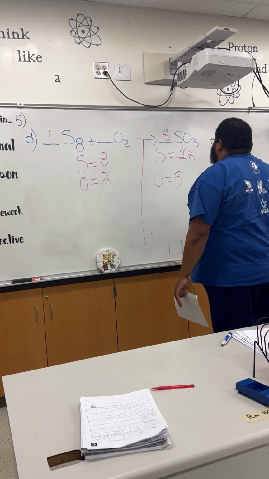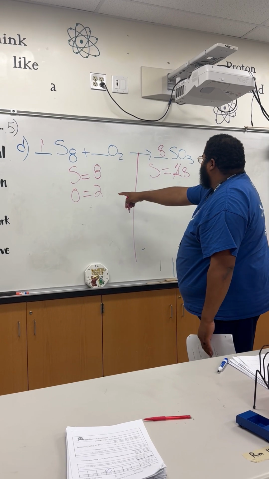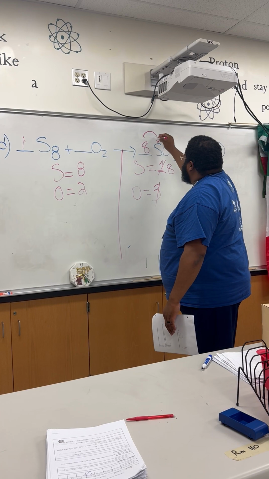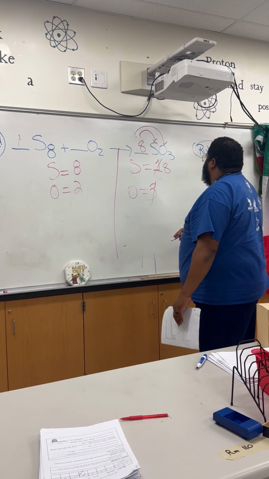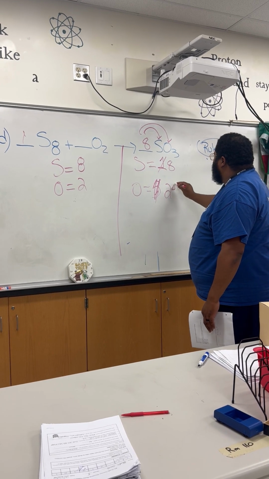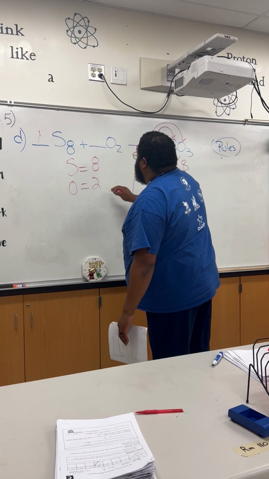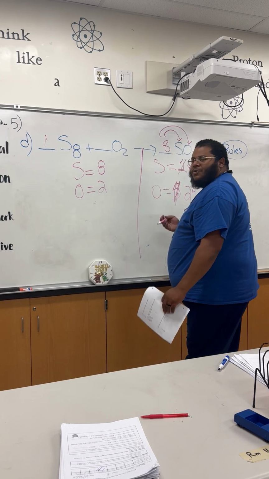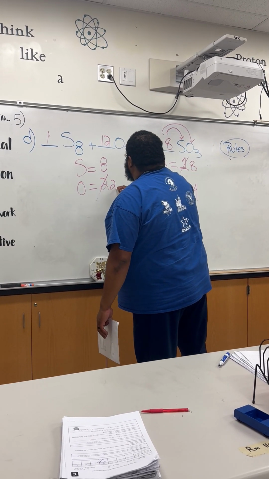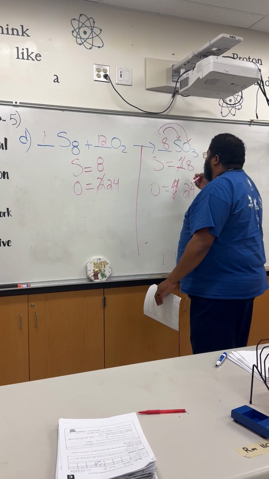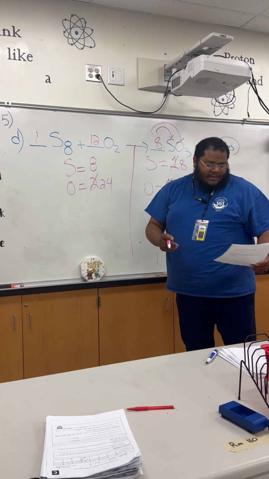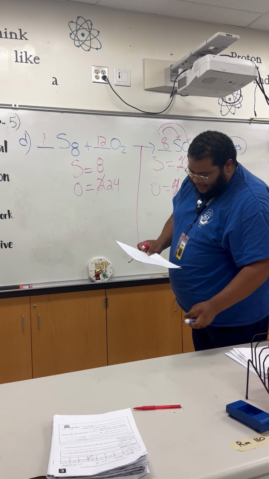Now let's go to oxygen. Oxygen, we have 2 on this side and we have 3 on this side, but this 8 is being carried over to everything. So now the 8 changes this to 24 oxygen. And now we have to figure out what times 2 is 24, and it's 12. So now that gives us 8S, 8S, 24O, 24O. So that is how you do letter D on the homework.